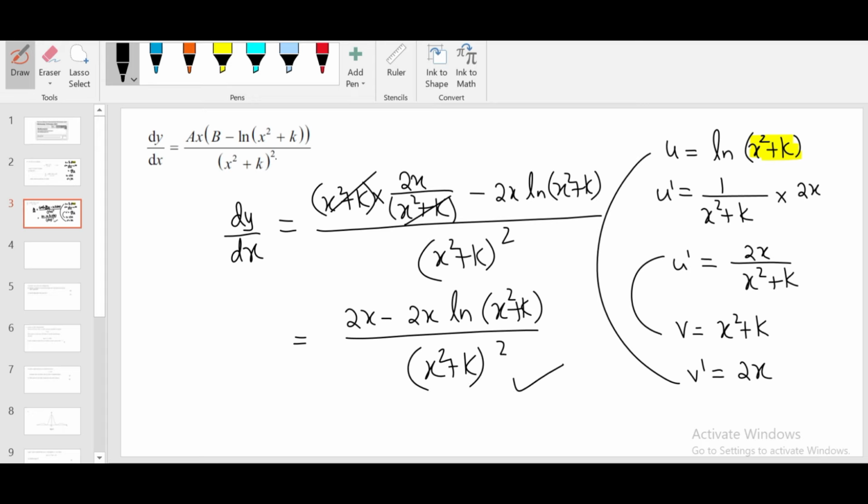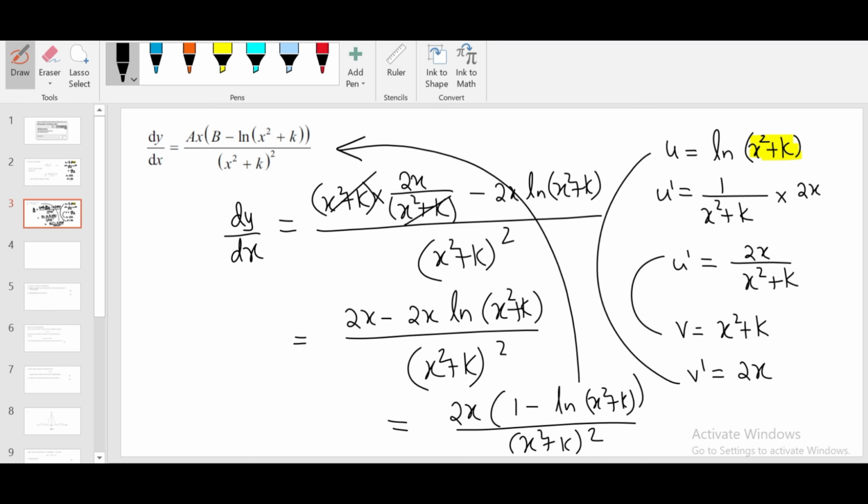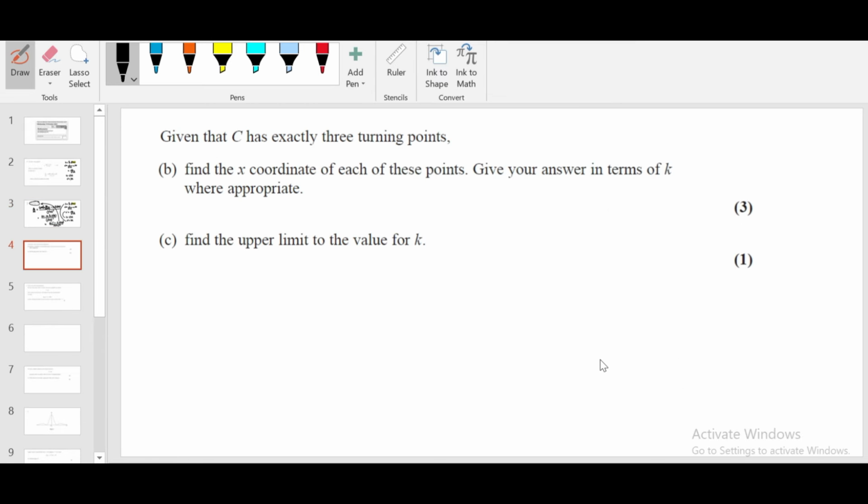We have the denominator same as the answer. In the numerator, we need to factorize it. So the common factor is 2x. You take 2x as a common factor out, you will get 1 minus ln(x² + k) divided by (x² + k) whole squared. That's all. That's the answer. It exactly looks like this, where a is equal to 2, b is equal to 1. Let's move on to part B.